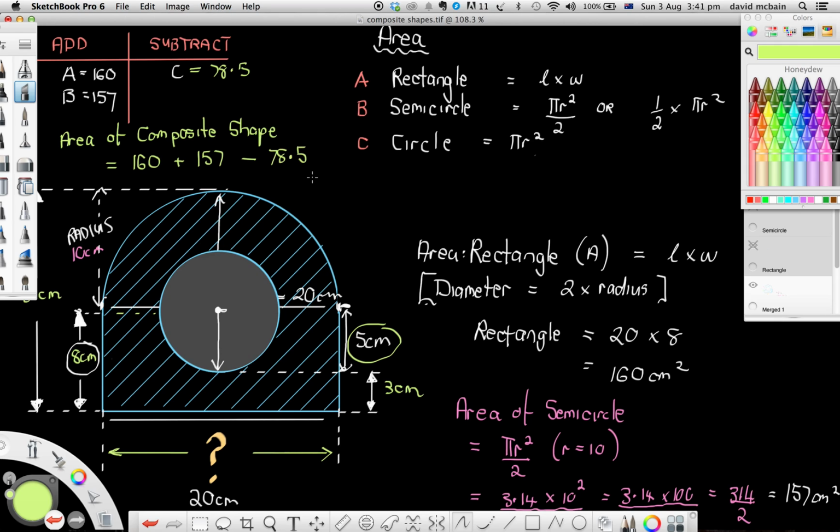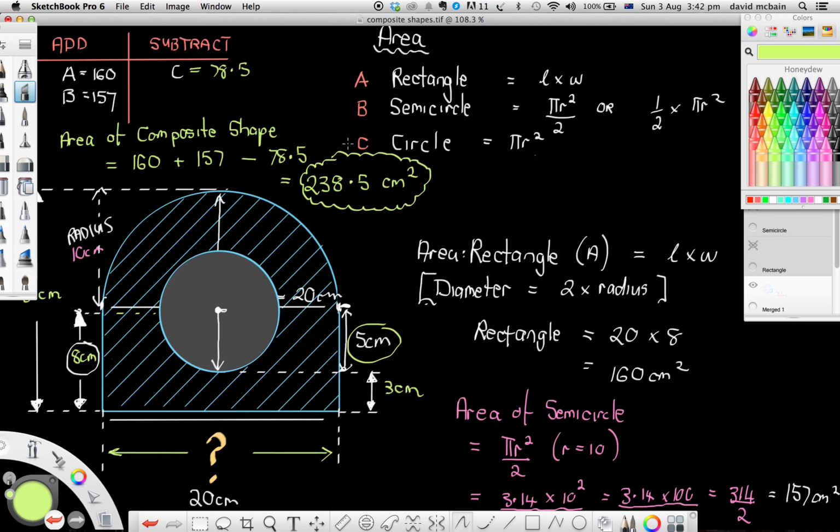And so that's going to be 160 plus 157 minus 78.5, and that will equal 238.5. Equals 238.5 centimetres, because all our measurements are in centimetres, squared. So there is our final answer.